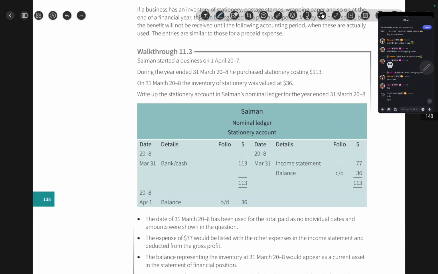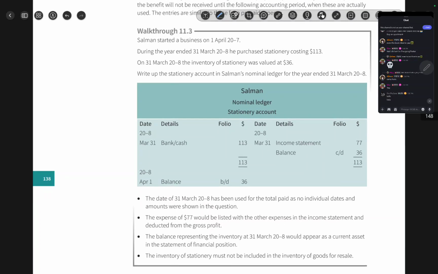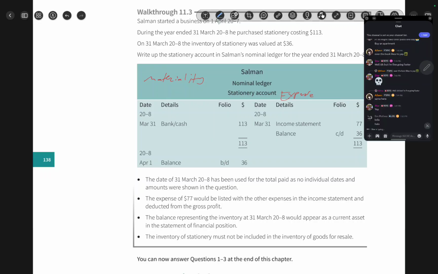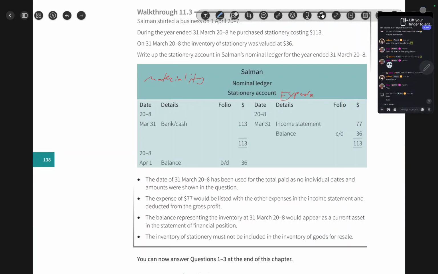Purchase of stationery, inventory of stationery. Okay, the stationery account is an expense account. Do not think that this is an asset account, because we studied the materiality principle: cheap stuff we don't really make individual accounts for. We just count them as an expense account. They're not treated as an asset, they're just treated as an expense. Since it's cheap stuff, we talk in $1 million.